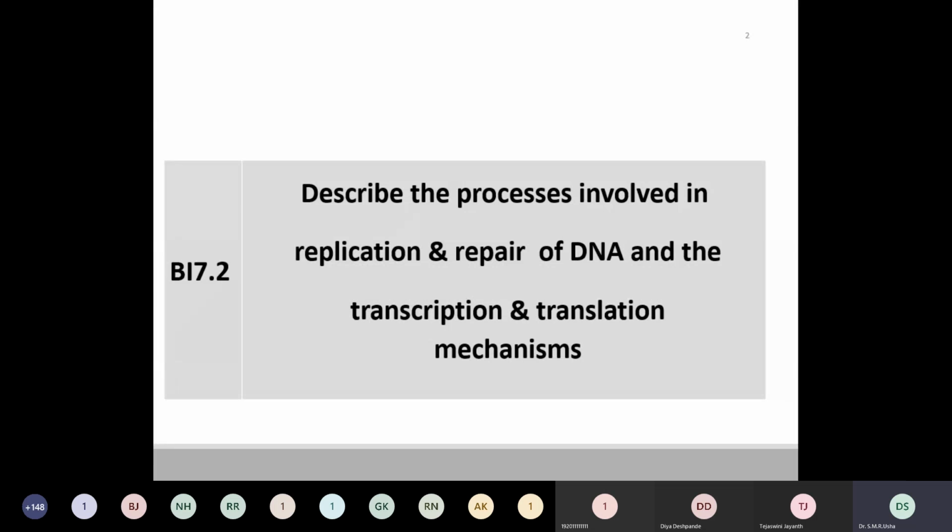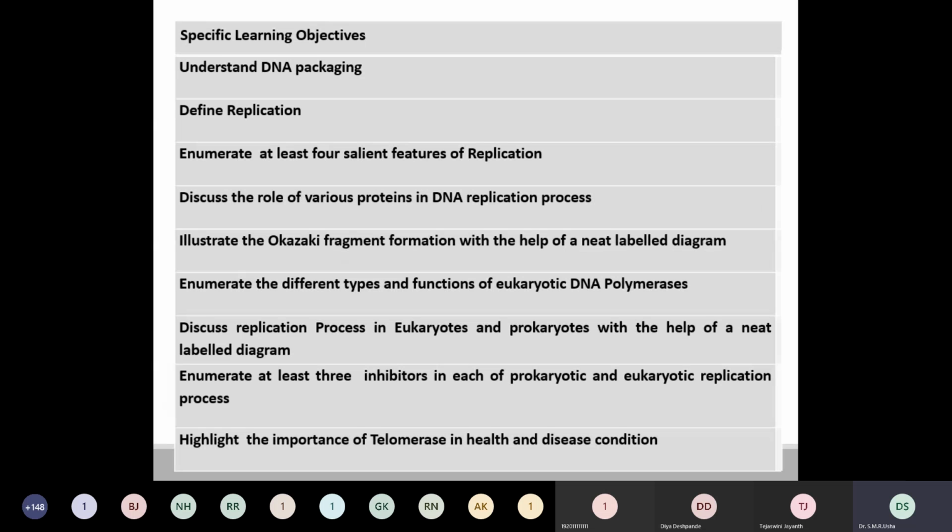Now the competency which we have to achieve is to describe the processes involved in replication and repair of DNA, transcription and translation mechanisms. To achieve this objective, we have to understand DNA packaging, define replication, enumerate 4 salient features of replication, and understand the role of the enzymes and proteins involved in DNA replication, and so on. All these things I'll try to cover in this class, except the last one, telomerase.